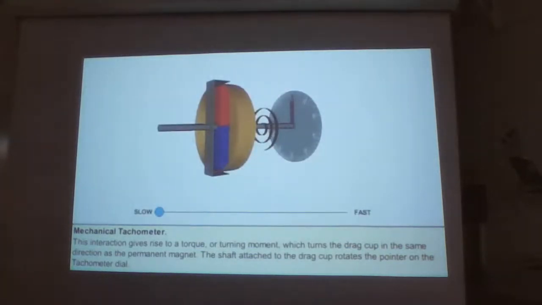Left-click on the blue slider button situated below the tacho generator diagram with your mouse, and move it right and left to see how the device works. Notice how the spring restricts the drag cup as it turns the pointer.